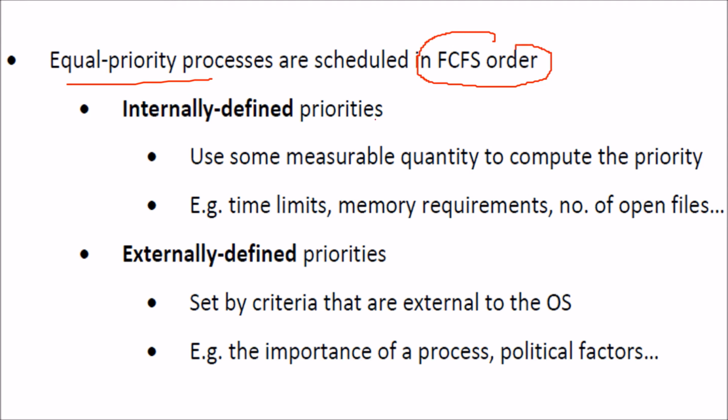So how are these priorities defined? It can be internal, based on time limits, memory requirements, and number of files. Externally, it can be the importance of the process, or the political factors of the computer situation. All these can be taken.